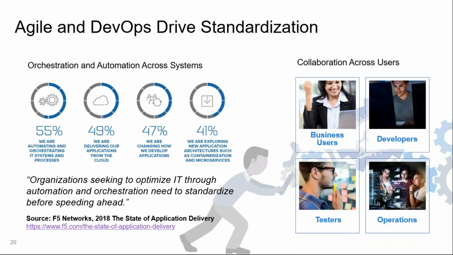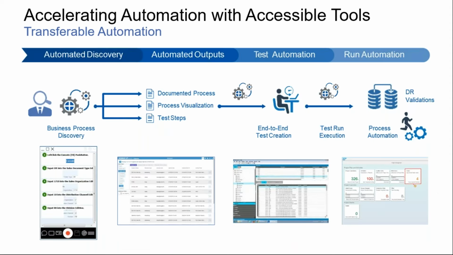So in doing that, what we see is that to make that work, we have to get to a couple of different points. One is there has to be this collaboration across all of the different users. When we do that, we've got business users who are involved, developers, all of this driven around an Agile and DevOps approach. And so the tools that we're using have to be able to support that.